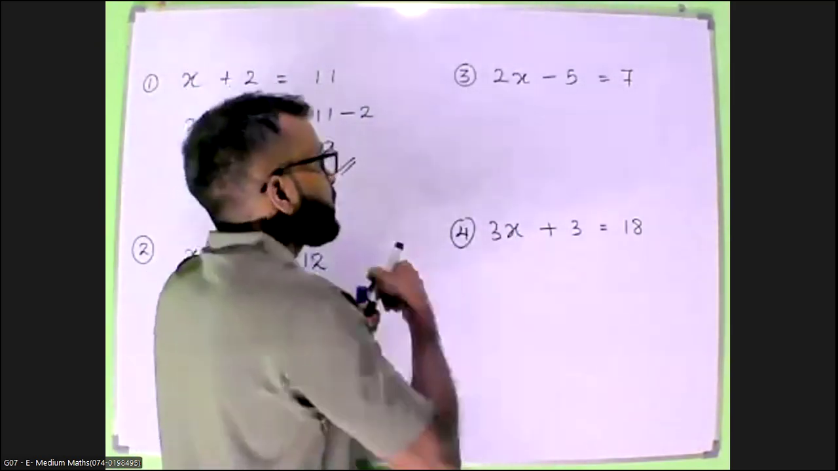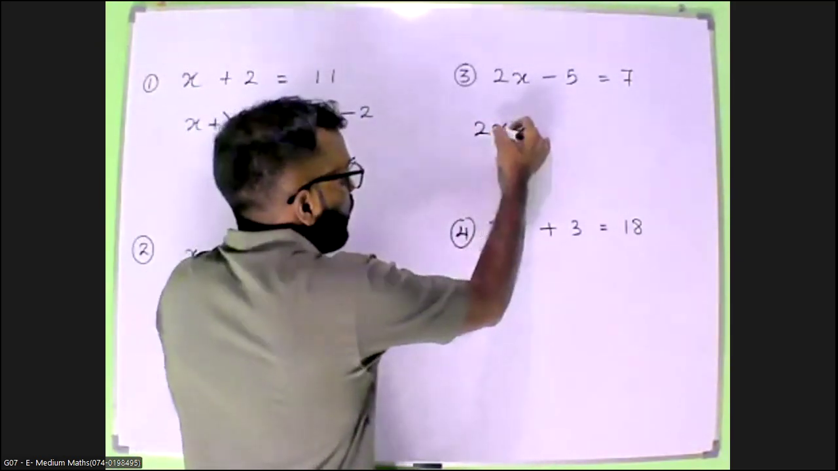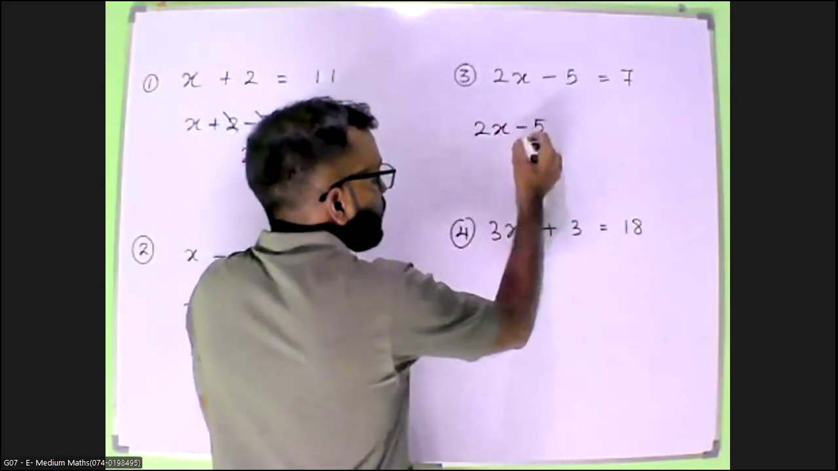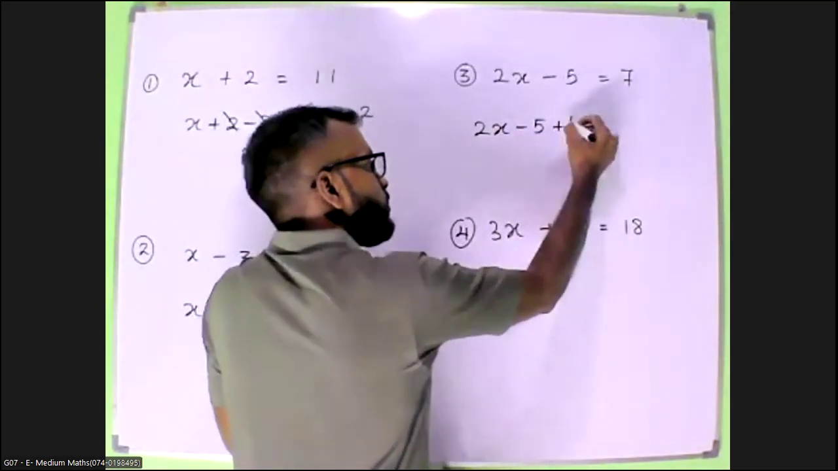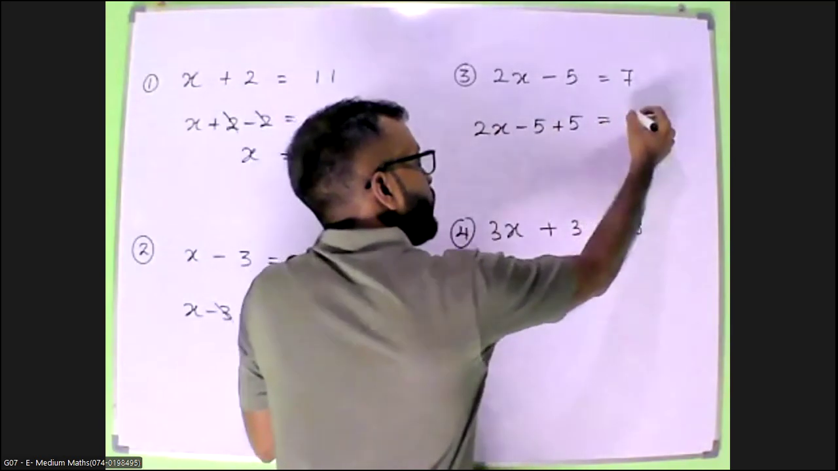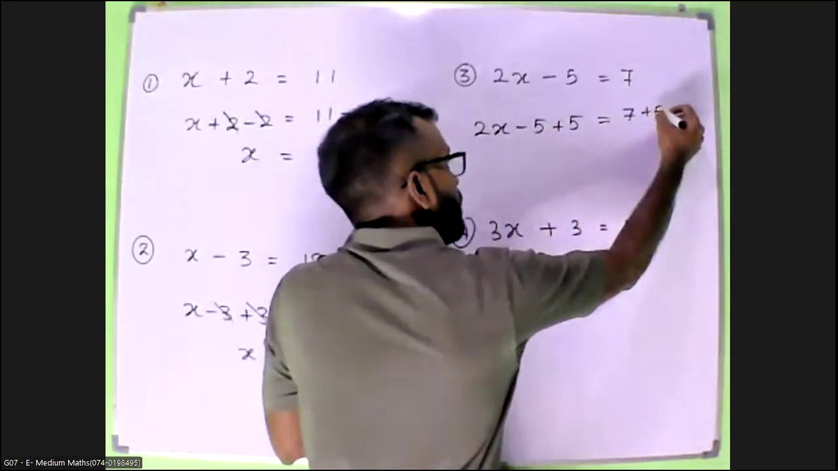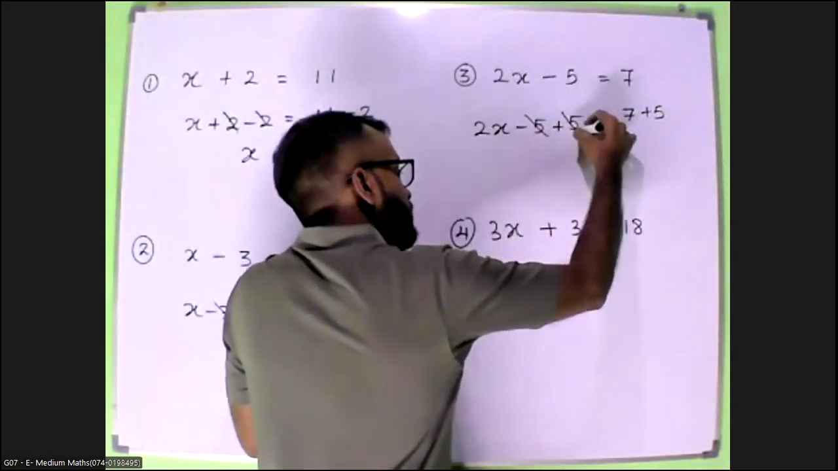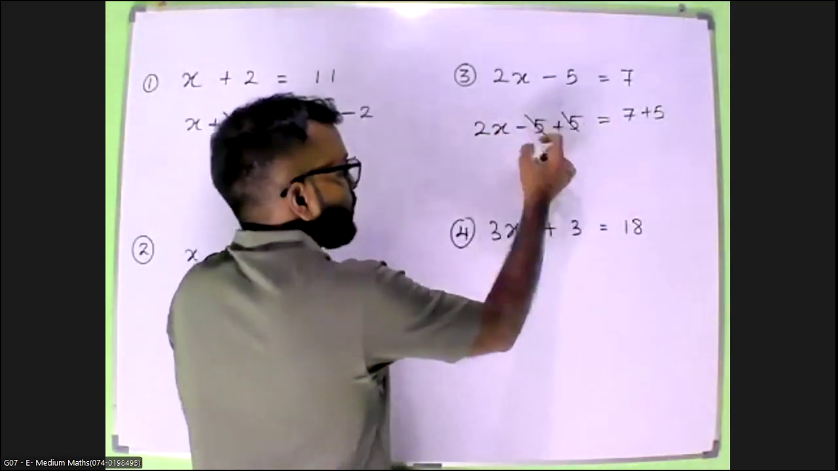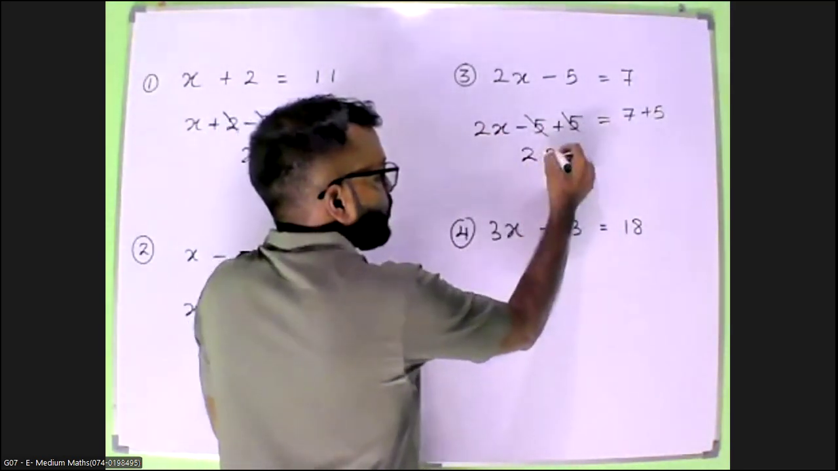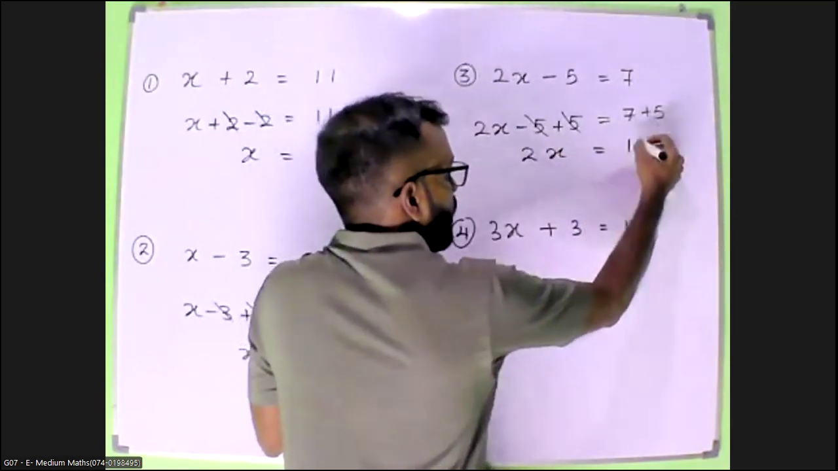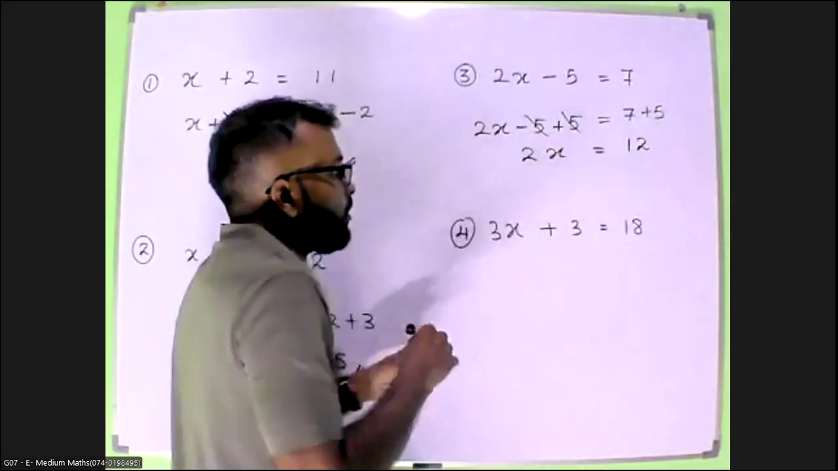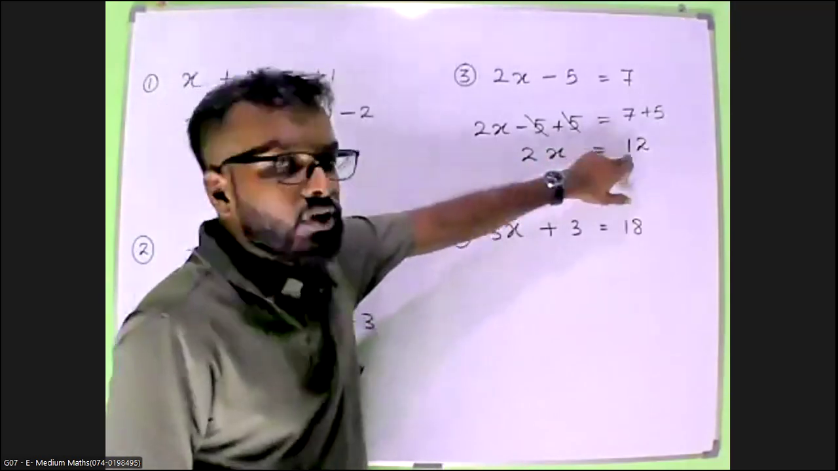What is the opposite thing? 2x minus 5. Minus now. If minus, then positive. So you have to add 5 to both sides. Cancel out, cancel out. Then, what is the remaining term? 2x equals 7 plus 5, 12. Okay. Now 2x equals 12.